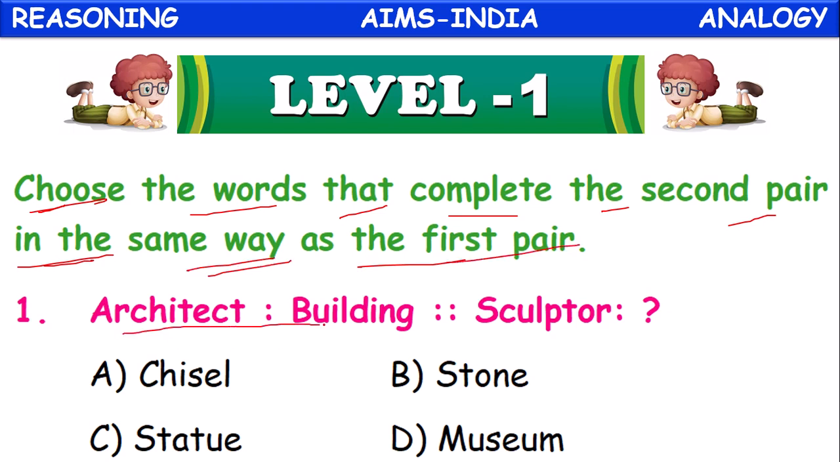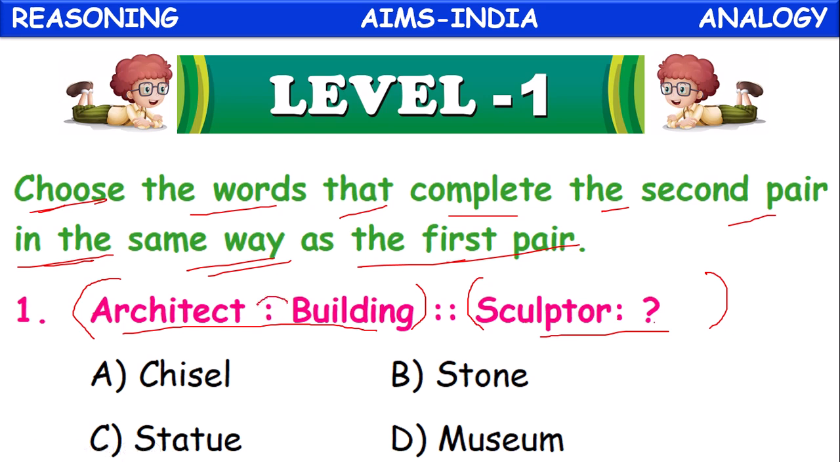So here, children, choose the words that complete the second pair in the same way as the first pair. This is the first pair. In what way are they related? The second pair also has to be related in the same way. In the place of the question mark, what is the best suitable option from the four options we have to choose?